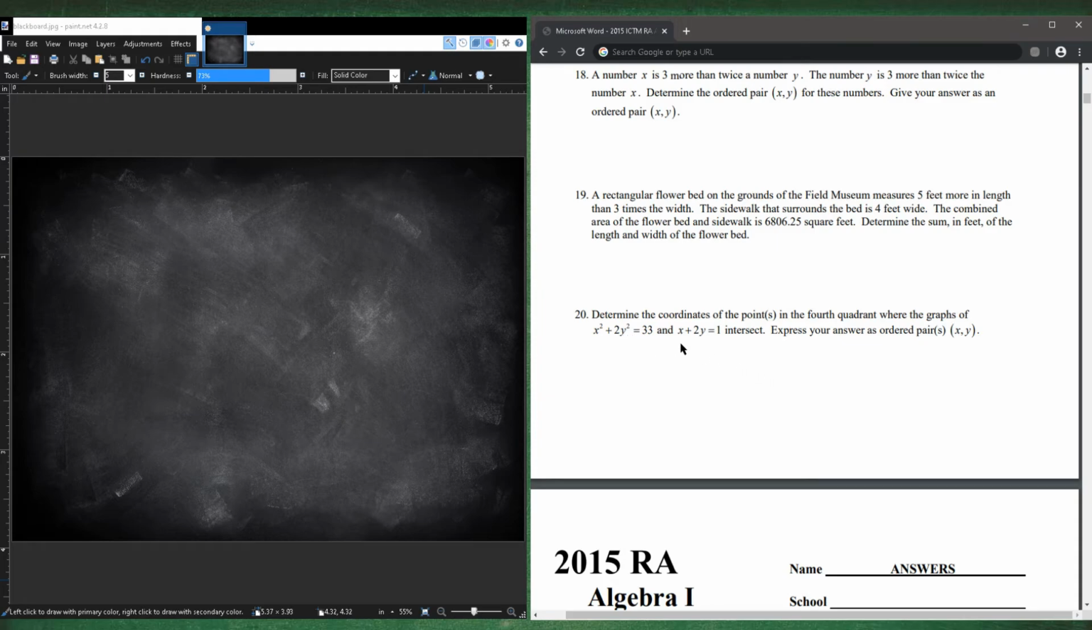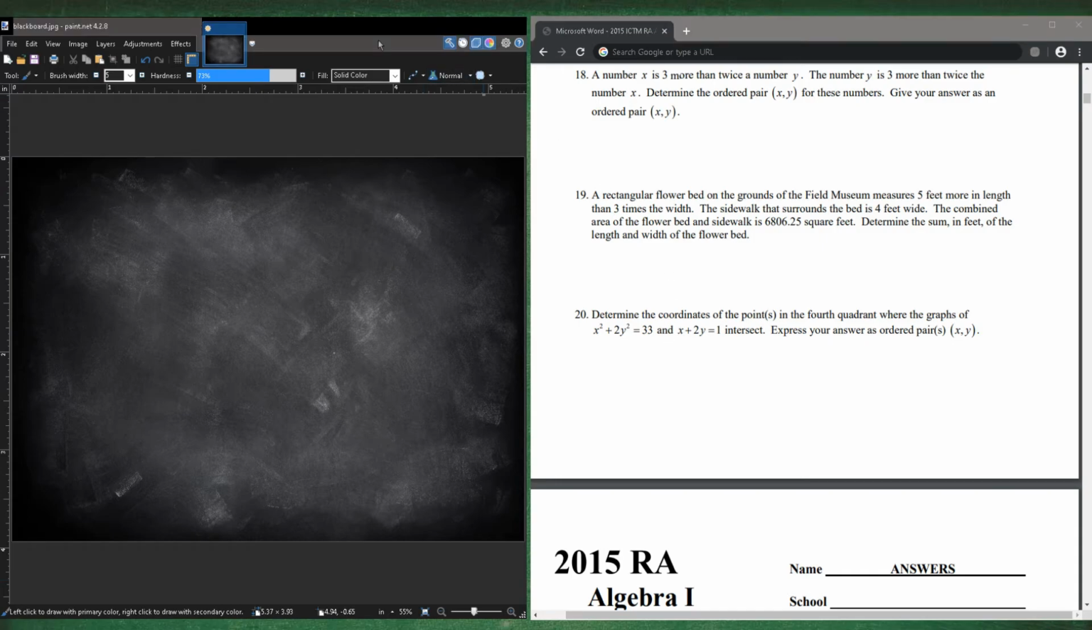is equal to 33 and x plus y is equal to 1 intersect. So express your answer as an ordered pair x, y. So let's draw a general graph. So the graph would look something like this for x squared plus 2y squared is equal to 33, right? It's going to be somewhat of a circle, but this thing is referred to as an ellipse. It's a convex, right?